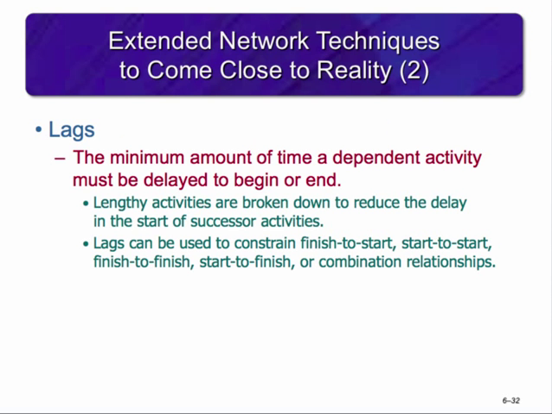When a long-duration activity delays the start or finish of the next activity, the network normally breaks the activity into smaller activities to avoid the long delay of the successor activity. Using lags can avoid such delays and reduce the network detail. A lag is the minimum amount of time a dependent activity must be delayed to begin or end. They can be used to constrain the finish to start, start to start, finish to finish, start to finish, or combination relationships. During this lag, no work can occur or be charged to the account code. Normally, the project manager must justify lags.